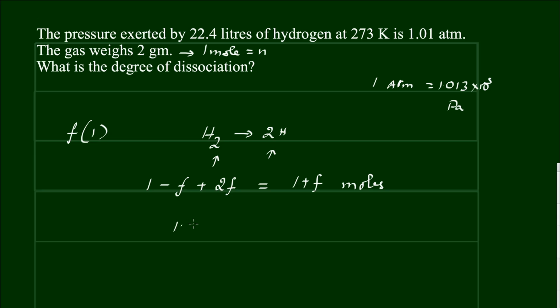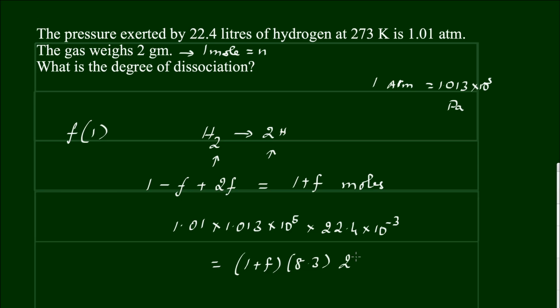So the pressure is 1.013 times 10 to the power 5 Pa, times volume 22.4 multiplied by 10 to the power minus 3. PV is equal to n, which is 1 plus f, times R, 8.3, times temperature, 273. So all we have to do is solve for f. And if my arithmetic is correct, f turns out to be about 0.0114. That is the fraction of molecules that has dissociated.